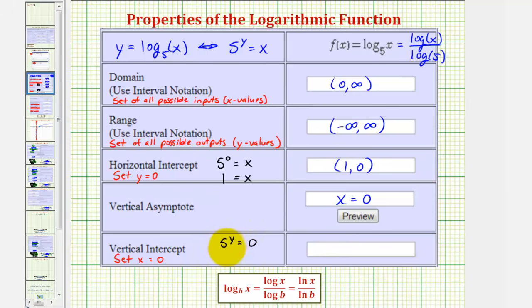And we discussed earlier, we can't raise 5 to a power and get a value of 0. It's always going to be positive, and therefore this does not have a solution, which means we do not have a vertical intercept, or we do not have a y-intercept. So for the homework, we'll type in DNE, for does not exist. Now we're not done here, we still have more questions.